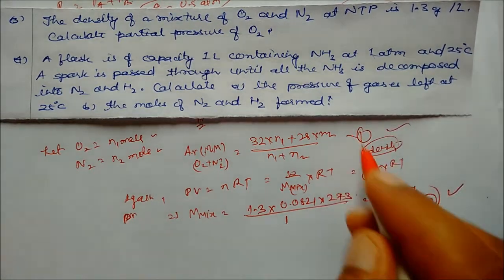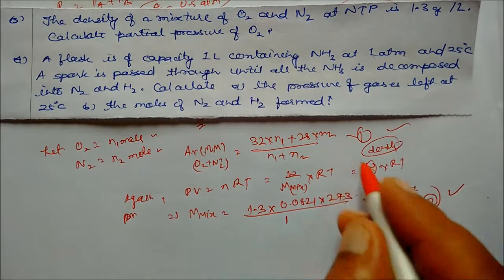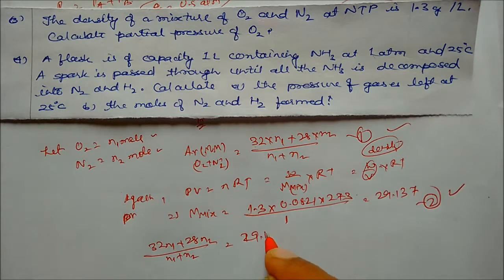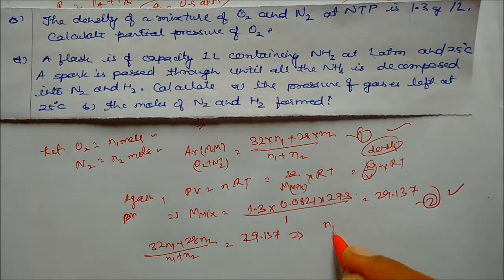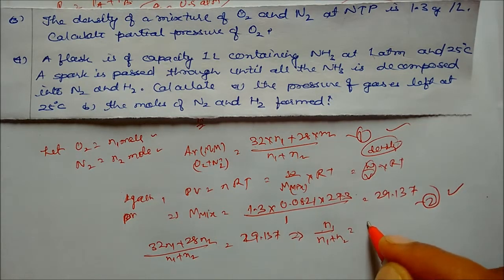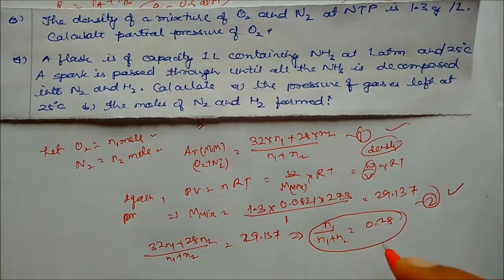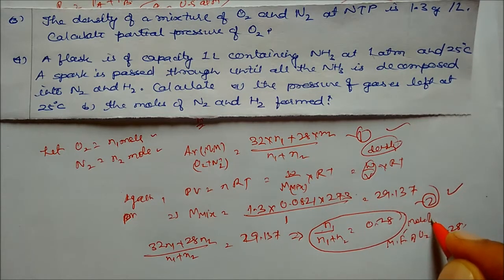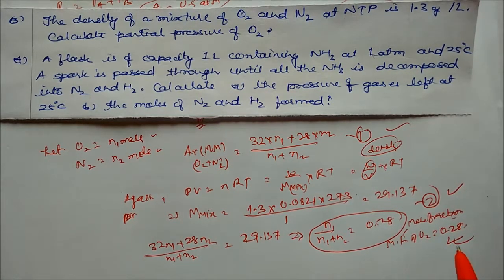We can see both of these are the average molecular mass, so we can equate them. On equating we get the ratio of N1 and N2. We write 32 N1 plus 28 N2 divided by N1 plus N2 equals 29.137. So here we get N1 by N1 plus N2, and the ratio will be 0.28. This is the mole fraction of oxygen, 0.28.